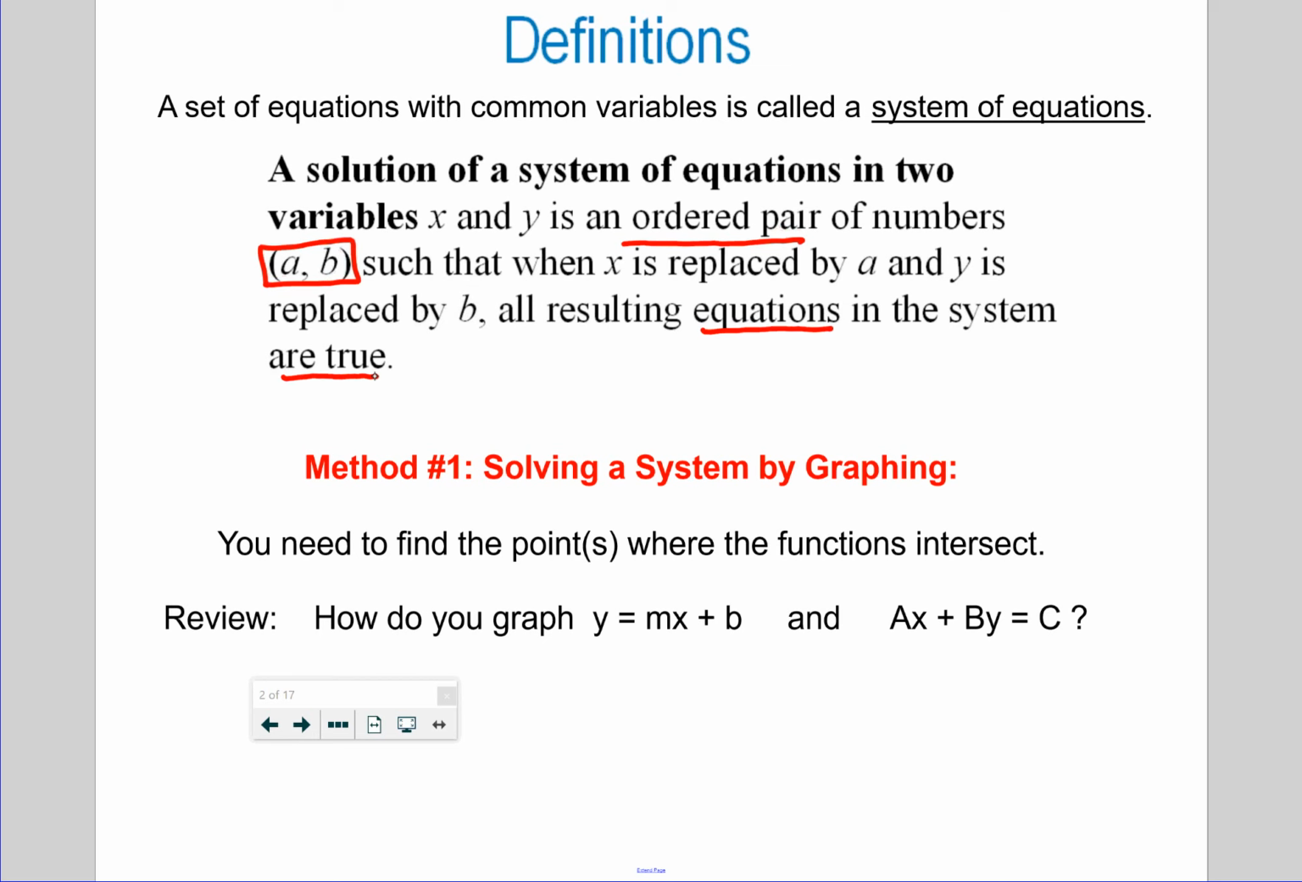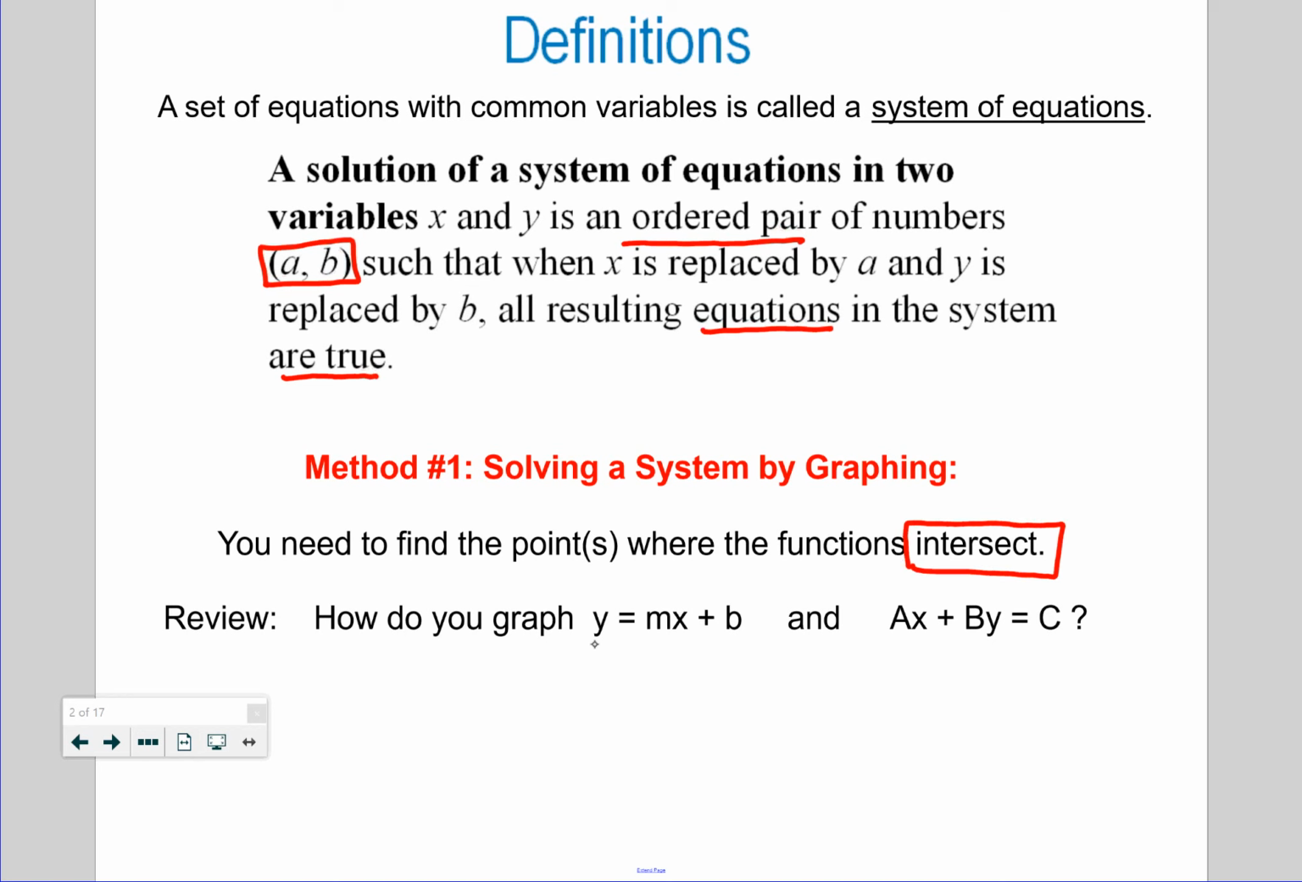So what this all boils down to is we're looking for an ordered pair or a point that both equations have in common. That intersection point is the solution to the system. So that's what we'll be looking at graphically in our first method. We're going to solve using the graphical method, or solve a system by graphing. Again, we're looking for a point they have in common or an intersection.